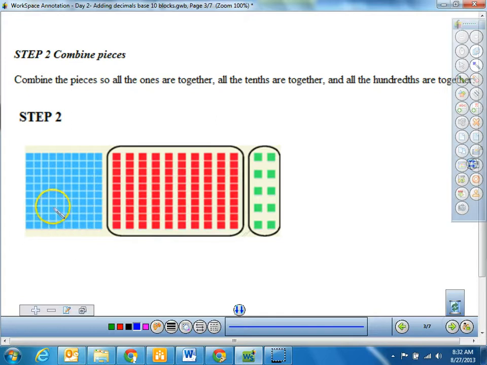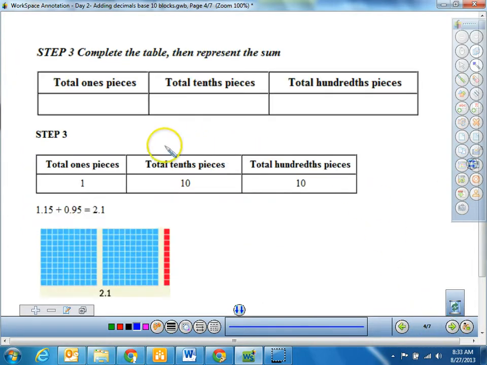Let's go on to our next slide here and we'll see them put it together. They put all the blue ones together. So we have a whole number here. We have one of these. Then they grouped all of the orange tenths together, and we have 1, 2, 3, 4, 5, 6, 7, 8, 9, 10 of these. And then when we looked, we have 1, 2, 3, 4, 5, 6, 7, 8, 9, 10 of the hundredths as well. So we have 1 of these, 10 of these, and 10 of these. So like it says up here, we want to combine them so they're all together.